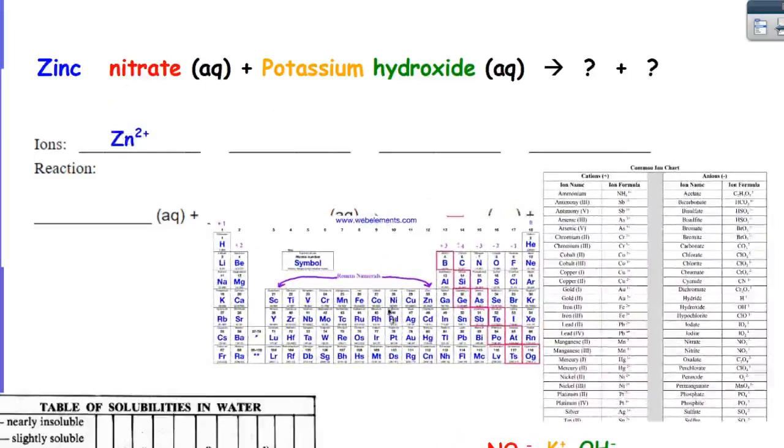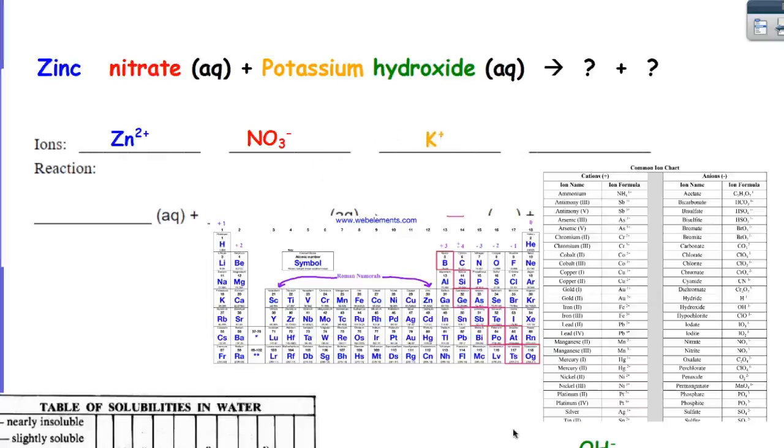Next is nitrate. It ends with ATE, so that means it's on your common ion chart. Scroll down that right side and you will find nitrate is NO3 with a -1 charge. Potassium, start looking at the chart again. I always like to start over here, and there it is. In group 1, potassium has a +1 charge.